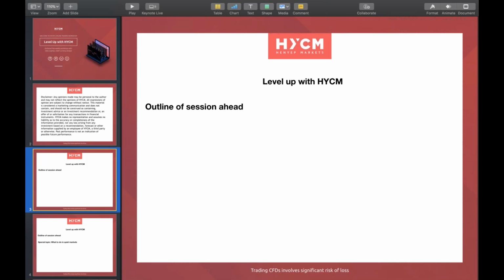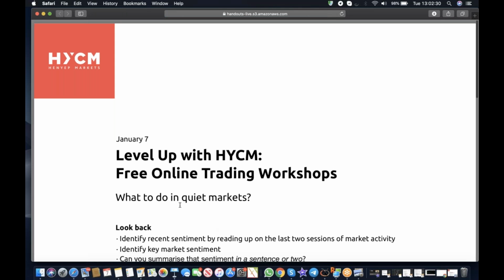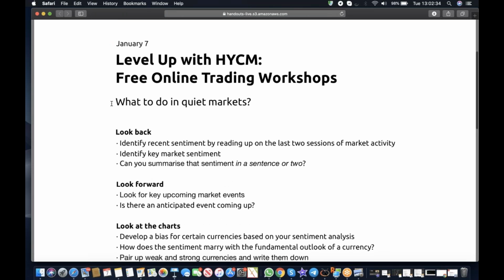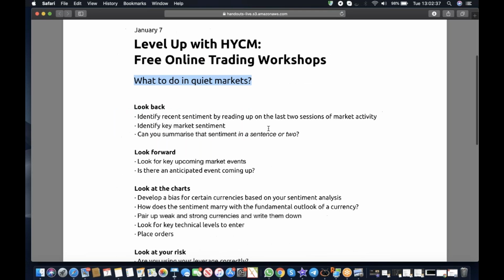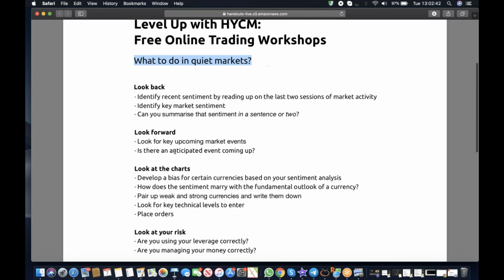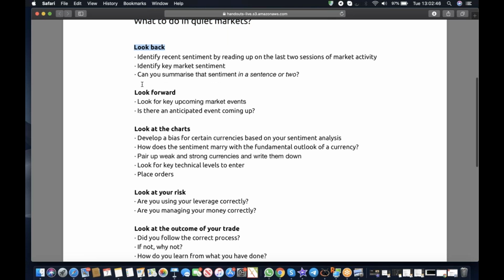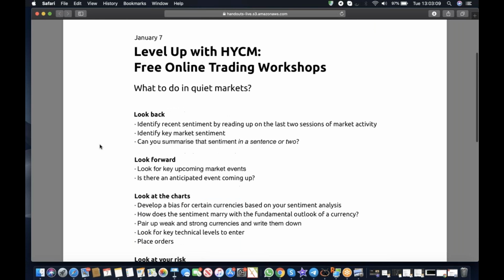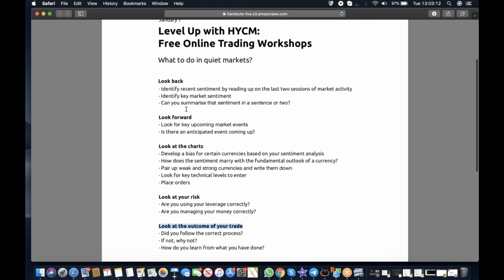In the session ahead, I just want to go through what we're looking for. If you look at your GoToWebinar control panel, you will see a handout section. Click on the handout guide and you will see this. The special topic we're looking at today is what to do in quiet markets. I've organized this simple sheet, and although it's simple, it's designed to be comprehensive, with 5 bolded titles: looking forward, looking back, looking at the charts, looking at your risk, and looking at the outcome of your trade. The idea is that you use these 5 pillars as checking points when you're going to trade, what you're going to trade, and how you're going to trade it. Just print it out and put it on the side of your desk.